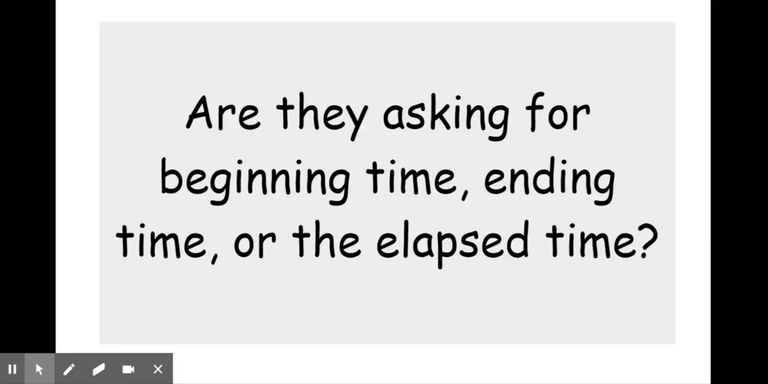All right, when you are working with elapsed time, you need to ask yourself, are they asking for the beginning time, the ending time, or the elapsed time?